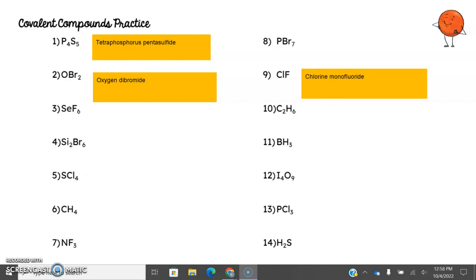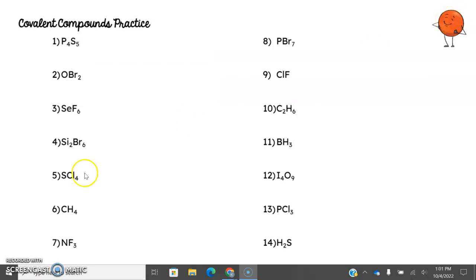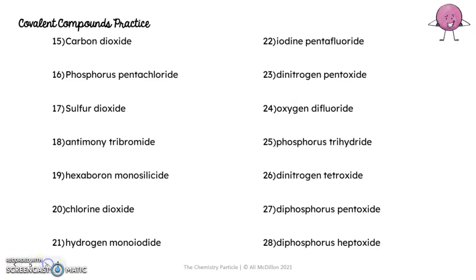So chlorine monofluoride, oxygen dibromide, tetraphosphorus pentasulfide. If you want to practice some of these on the screen and you want to double check and make sure they're correct, absolutely I can meet with you on Zoom, or you could always email me and I can let you know. We'll be doing some more of these in your assignment today, but I just wanted to do a few here while you're taking your notes. Okay, so there we have our naming.